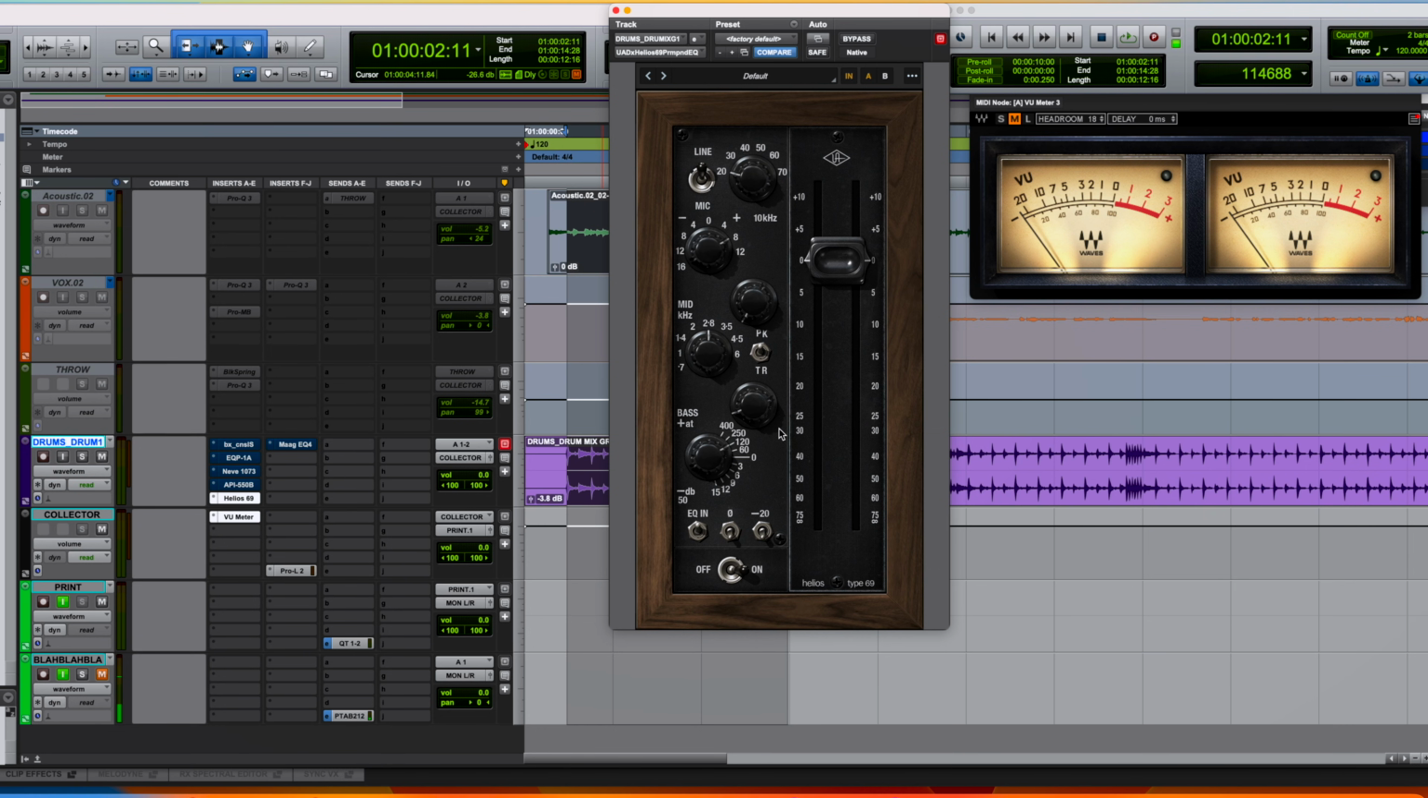As you can hear from the discrete build, we're getting that nice tightened-up low end. And then we're not getting the cymbal grab that we did, for example, with the API.